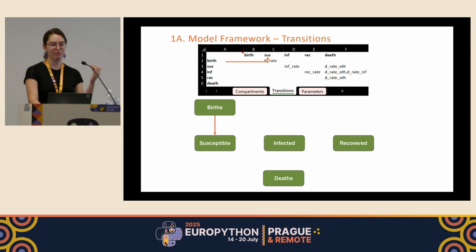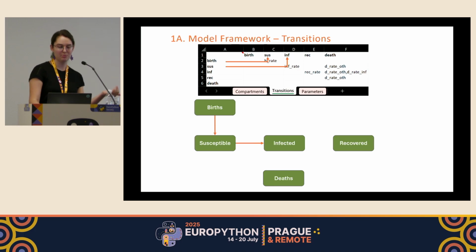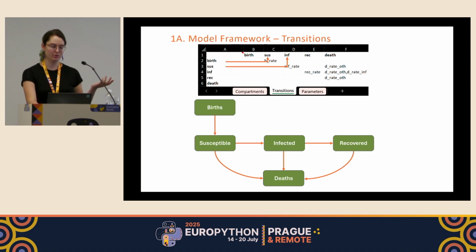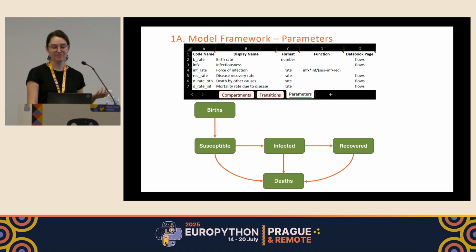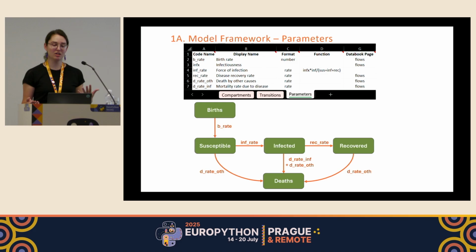So in this case, we have a flow from the births to susceptible, another flow from susceptible to infected, and so on. And finally, we have the parameters. So here we're going to state where we can find the values for each of these parameters. In most cases, these will be found in the data book on the flows page, but there's one that we are going to define here, which is the infection rate. So this is going to be a function of susceptible, infected, recovered, and the infectiousness.